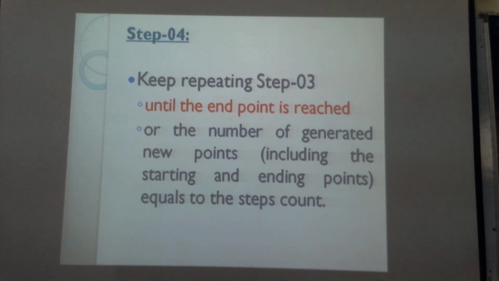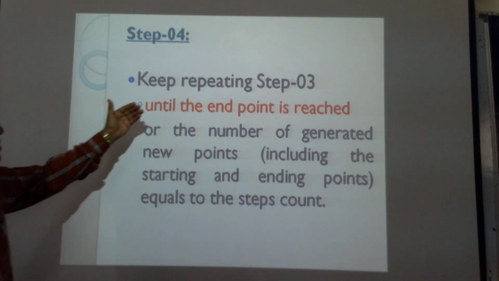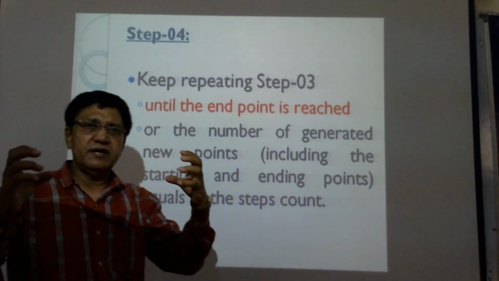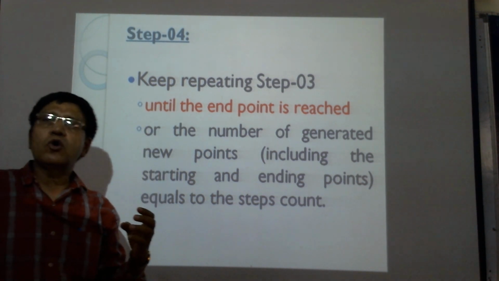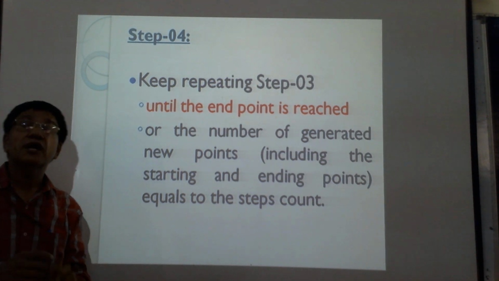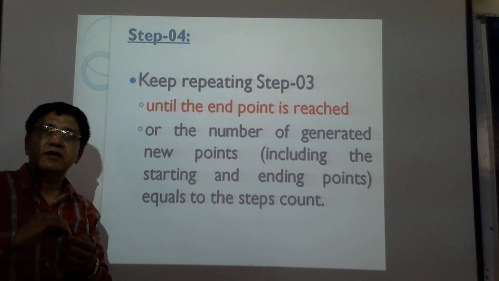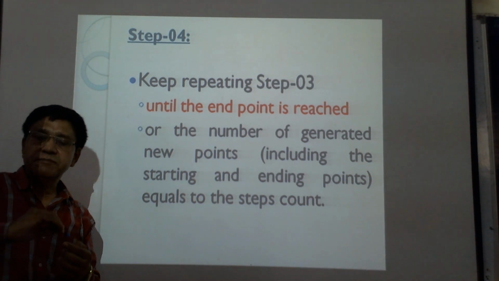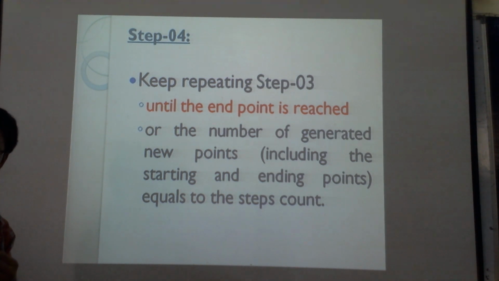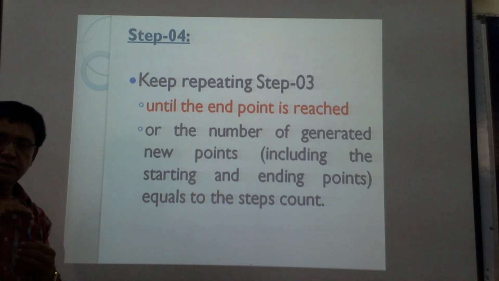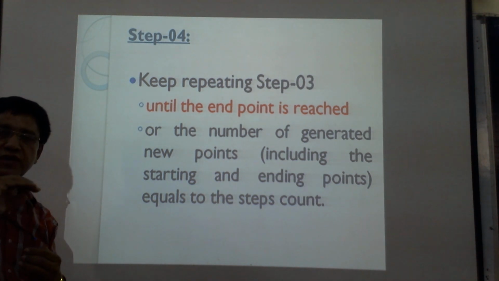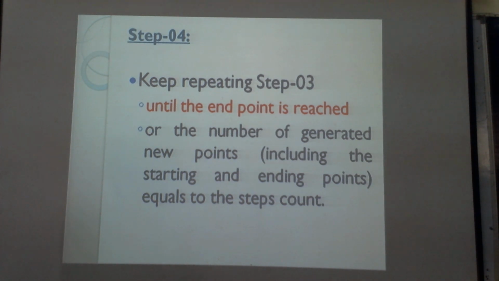In step 4, we keep repeating step 3 until the end point is reached. When we have to generate a line, two coordinates are given: the starting position and the ending position. As we are generating intermediate coordinates between the starting point and ending point, finally we will reach the end point which is already given.